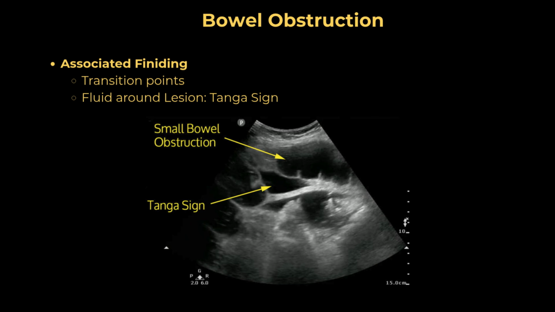A key finding is the transition point. This is where the bowel suddenly changes from dilated to collapsed. It helps you locate the site of obstruction. Free fluid may be seen between the bowel loops. This is called the tanga sign. It often indicates more severe obstruction. It appears as a triangular collection of anechoic fluid trapped between the walls of adjacent distended bowel loops.